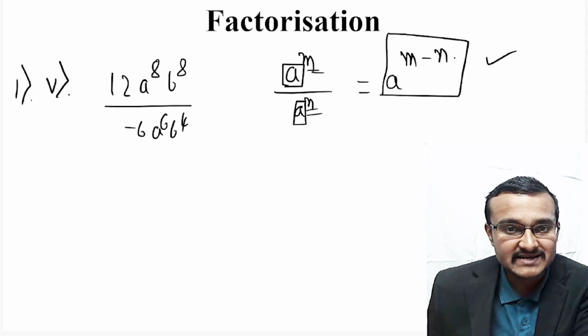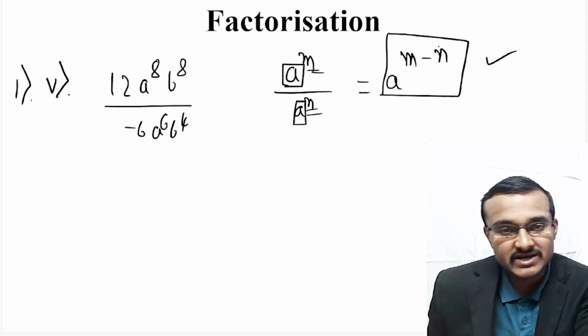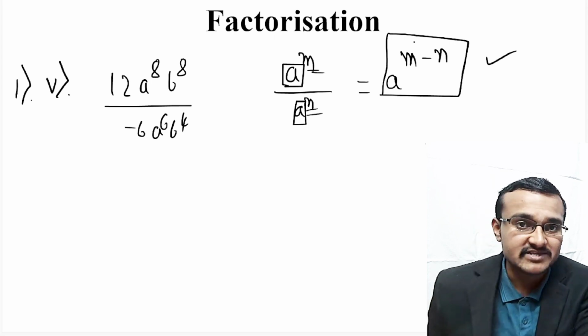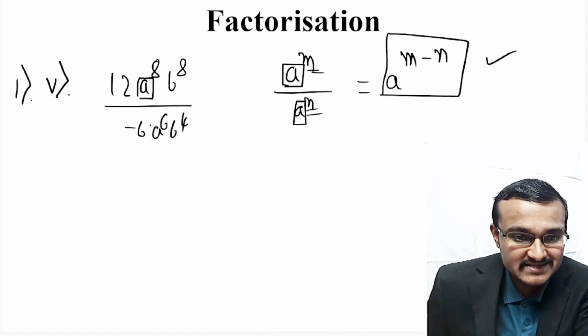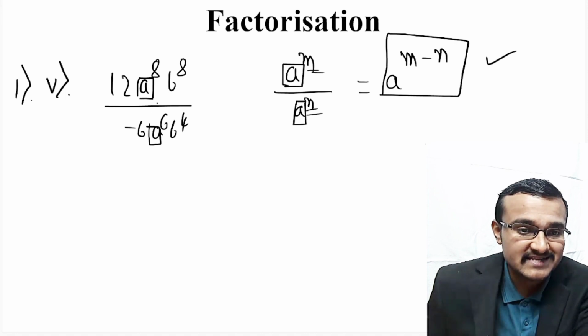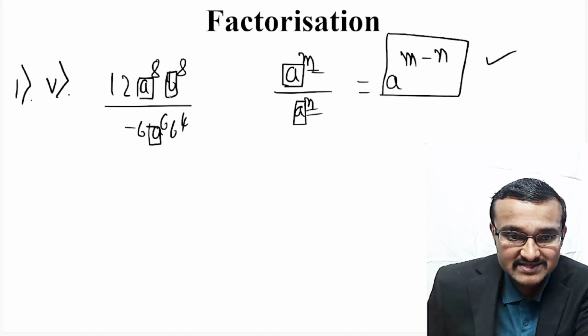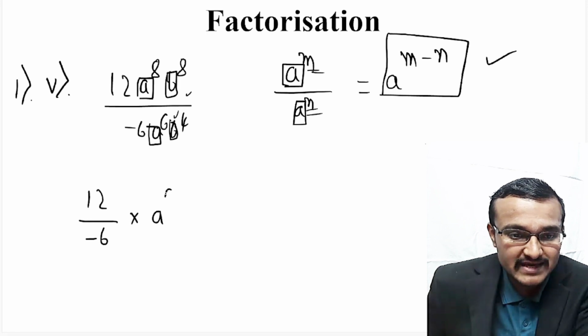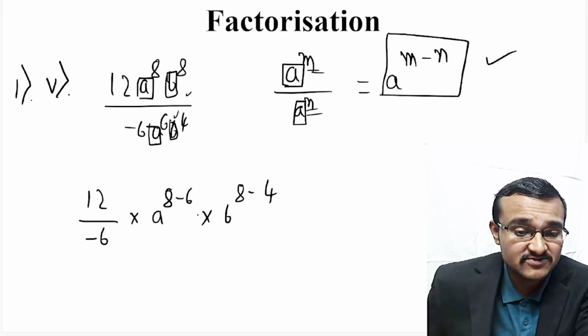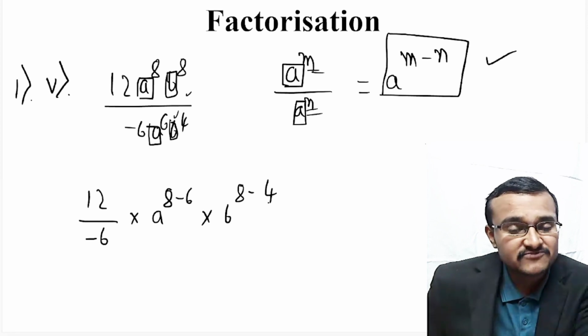So using this identity, if you want an explanation for this, you can refer to my exponents and powers video which I have uploaded. So here you can clearly see a power 8 is there, a power 6 is there. So here the same base is there. Here b power 8 is there, b power 4 is there. Here also in these two the same base is there. So straight away you can write this as 12 divided by minus 6 into a power 8 minus 6 into b power 8 minus 4. So when you perform 8 minus 6, it will be 2. When you perform 8 minus 4, it will be 4.